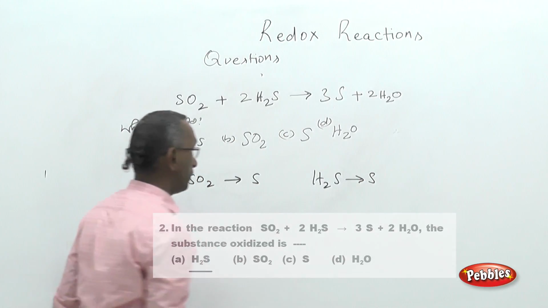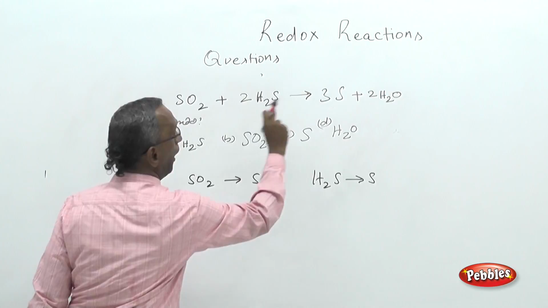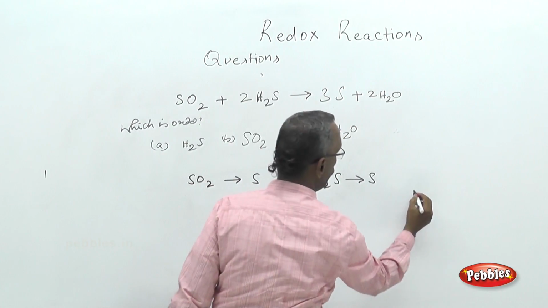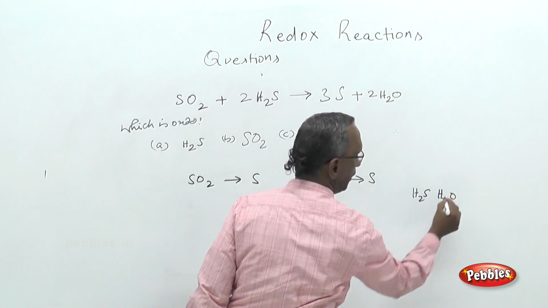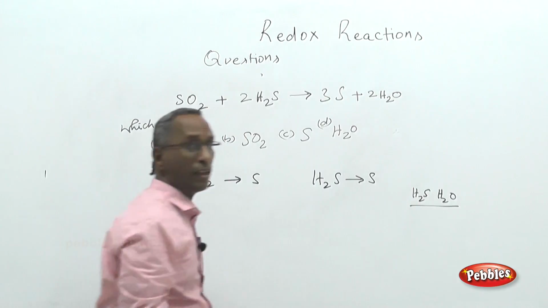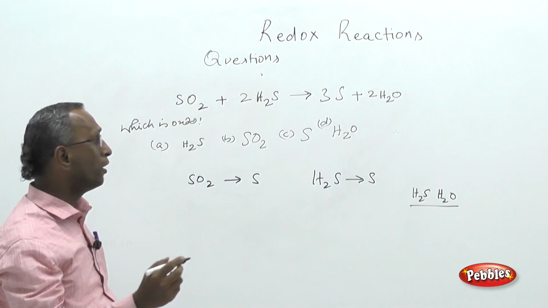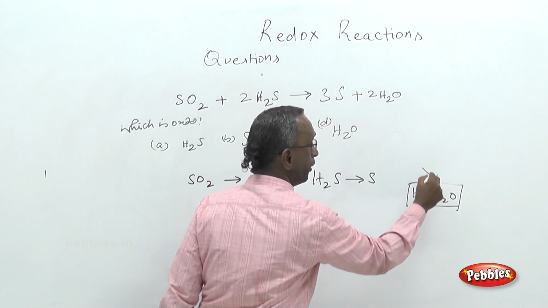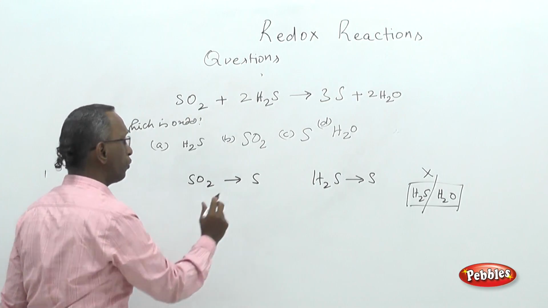That is to be noted. SO2 is converted to sulfur and H2S is also converted to sulfur. H2S to water is critical because both oxygen and sulfur are under the same group of elements. So it cannot be told in terms of oxidation or reduction for this combination. So this combination cannot be worked out. You have to compare only these two combinations.